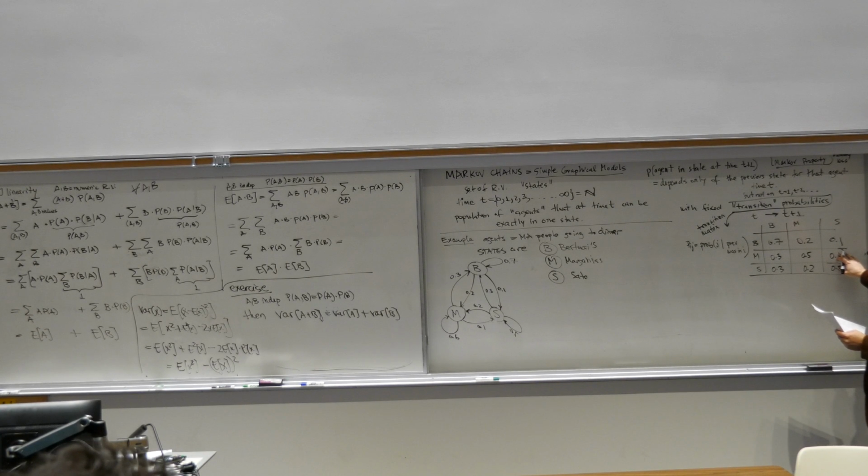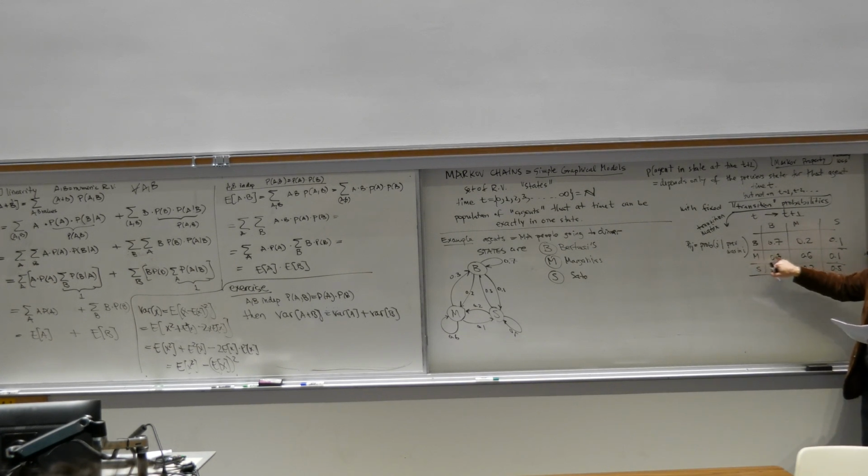Okay? So from, what did we say? From M to M, 0.6. Is that good? Yeah. Okay. So the way I read this matrix is, this in here is the probability of going to Bertucci next, given that I am in M.